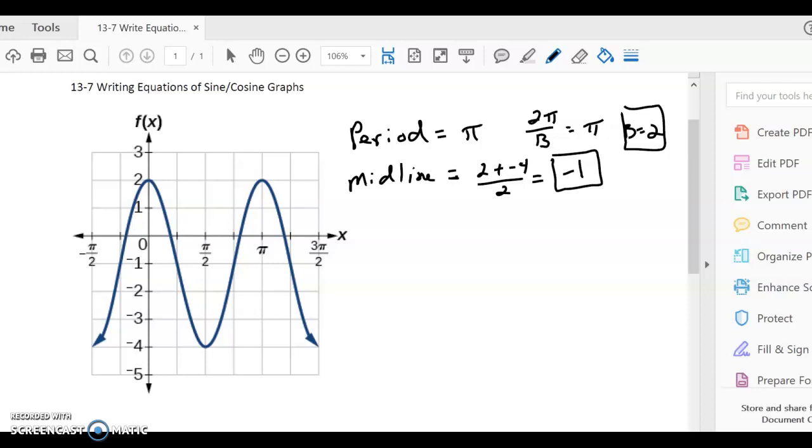We also can use the midline to find the amplitude. If we look at the midline of -1, we can see that from the midline, the amplitude would be 3, because 2 is the highest point, and from -1 to 2, it's a value of 3. So that's another value we're going to need for our equation.